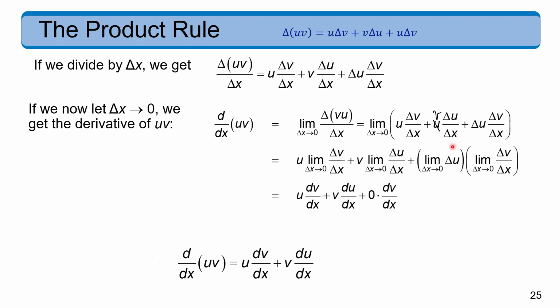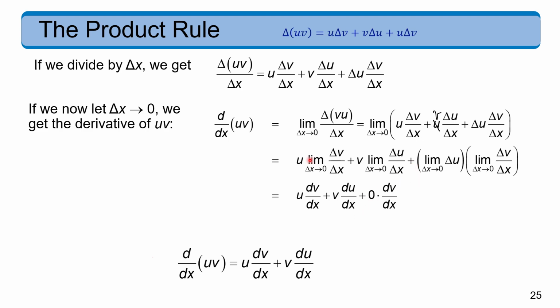But so this limit actually equals 0, so we've replaced that here. And then the second limit, because it's a limit of one of these delta something over delta something, that's the definition of the derivative. In this case, derivative of v with respect to x, which we write as dv dx. So this whole third term becomes 0.